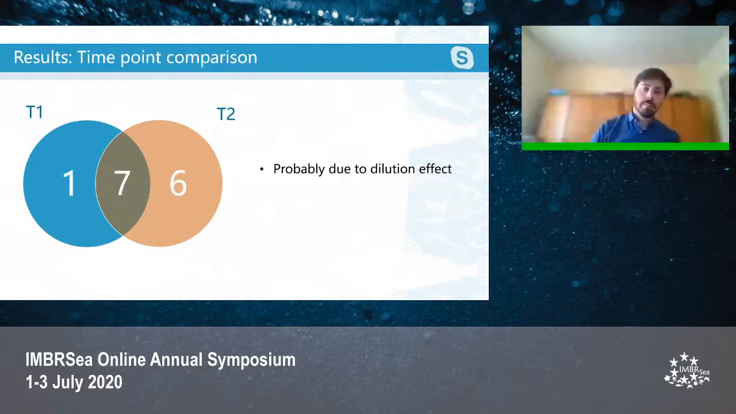When we compare the time points, we can see that a lot more species were detected at the second time point. But again, this is most probably not because there were actually more species present, but because we don't have an undiluted sample of T1 for 12S, and we probably lost a lot of species due to the dilution step.